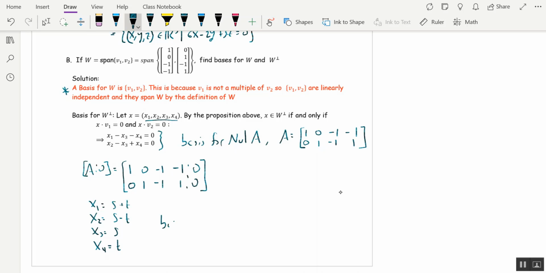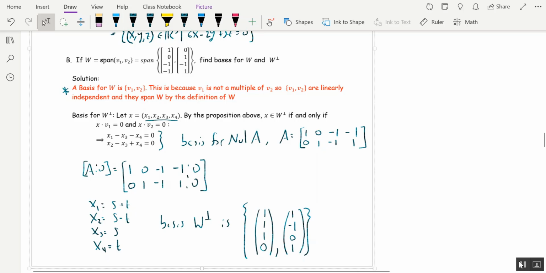So a basis for W perp would be two vectors. I'll write the s vector first, so that will be 1, 1, 1, 0. And then the vector corresponding to the variable t is 1, negative 1, 0, 1.